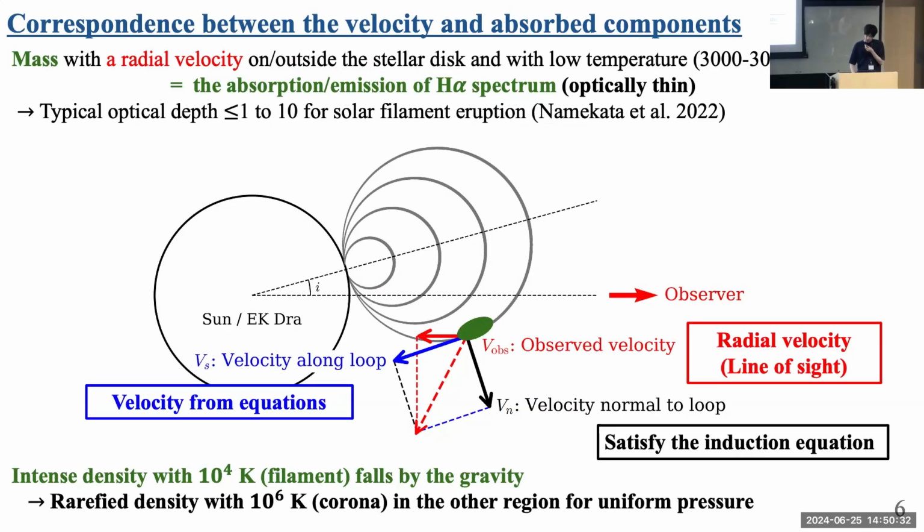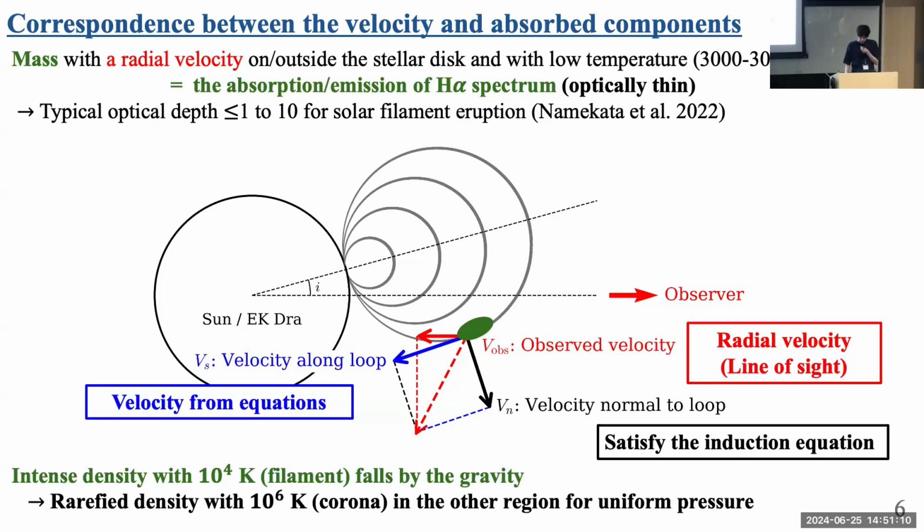To calculate the model dynamic spectra, we assume that the mass with a certain velocity on the stellar disk and with 3,000 to 30,000 Kelvin corresponds to the H-alpha absorption under the optically thin condition. This is supported by the solar observation using a cloud model. Their typical optical depth ranges from less than 1 to 10. Then this assumption is valid.